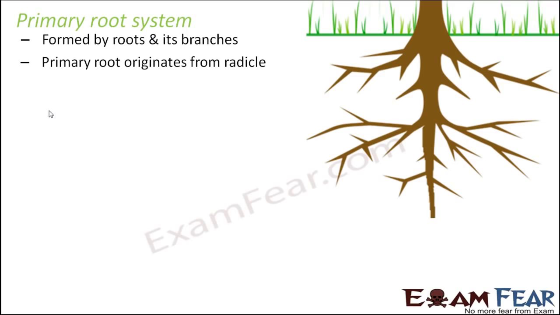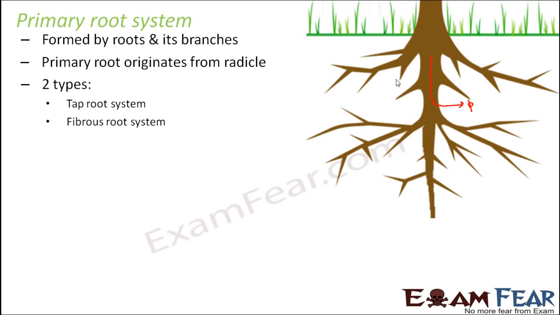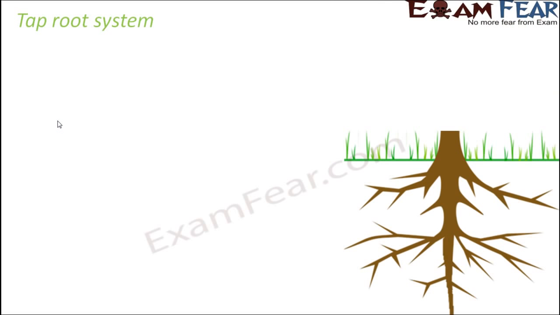Primary root originates from a radicle. So something which you see in this figure, this kind of structure is a primary root system where you have one primary root which is nothing but direct elongation of the radicle. So this is your one primary root. From this primary root you actually have the different branches, that is the secondary and tertiary roots. Again, this type of root system is divided into two types. One is tap root system and the other one is fibrous root system. So let us see what is a tap root system and what is a fibrous root system.